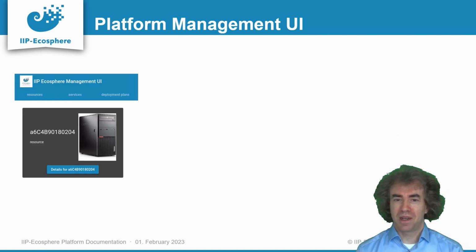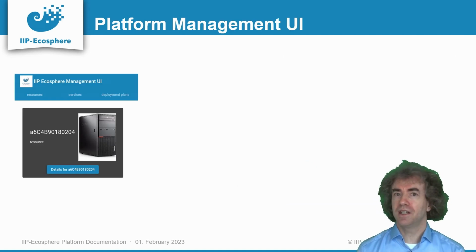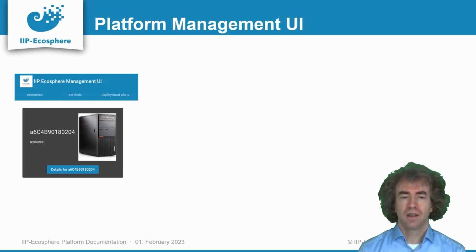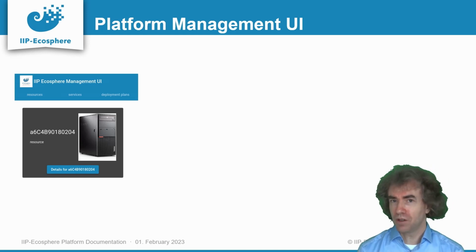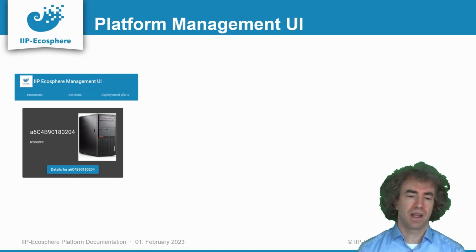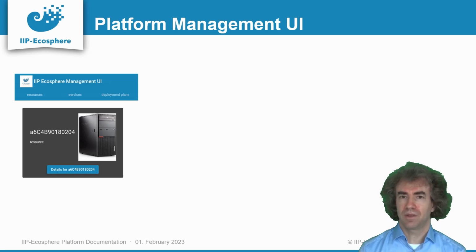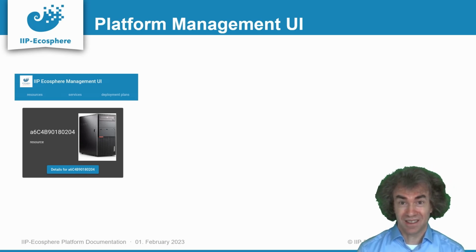Finally, one outlook on the platform management UI. It's already there, but it's still in development. On the one side, you can look, for example, into the resources, services, and deployment plans that you have deployed on your platform. Here on the left side, you see one device which is actually included in the platform as a resource. The information is taken from the asset administration shell of this device, or we can also create one for this device in a rather easy fashion, because asset administration shells are not everywhere at the moment.